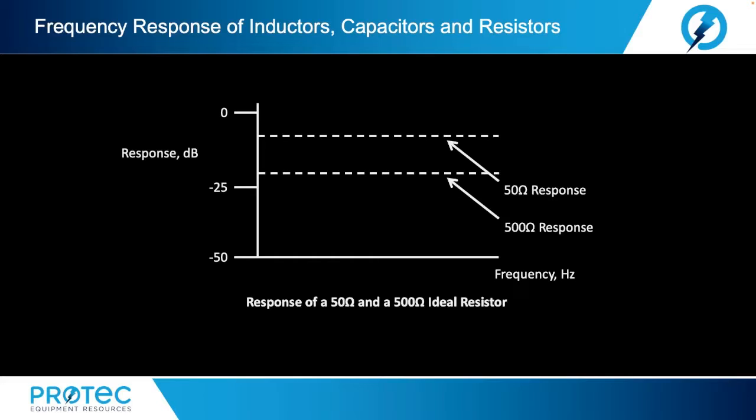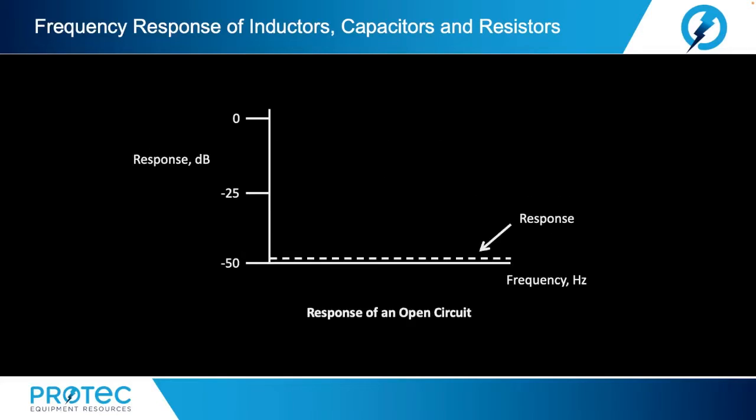A 500 ohm resistor would give a response at approximately 20.8 dB down, or minus 20.8 dB. An open circuit would, in theory, provide infinite impedance and an output voltage of 0. This is not calculable as a decibel value, but equates to infinite dB down.